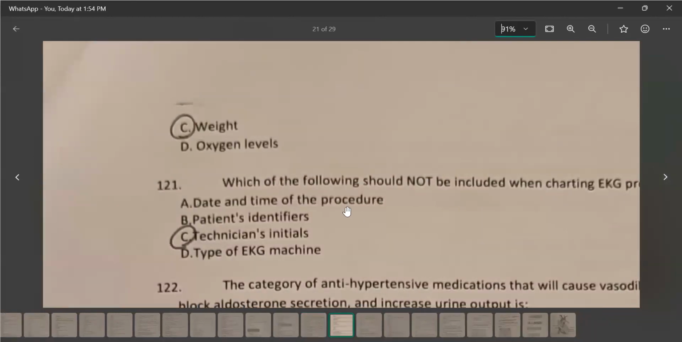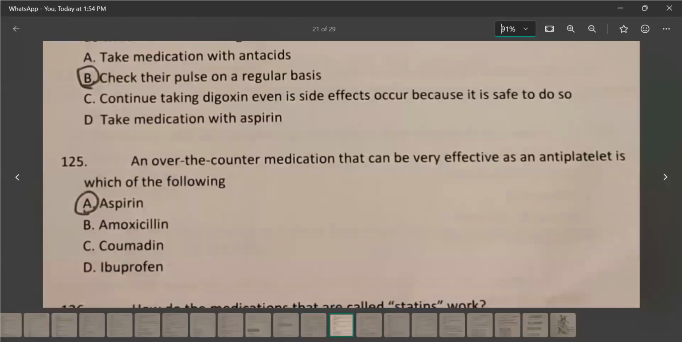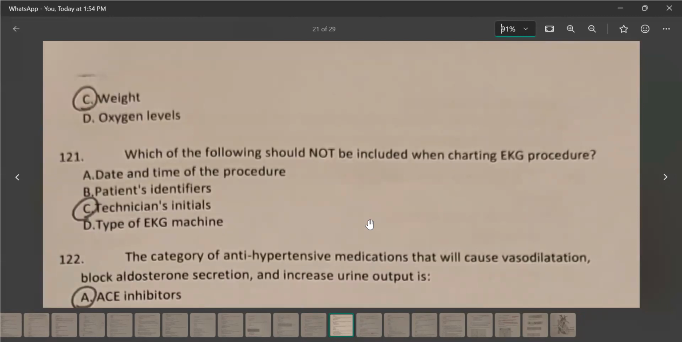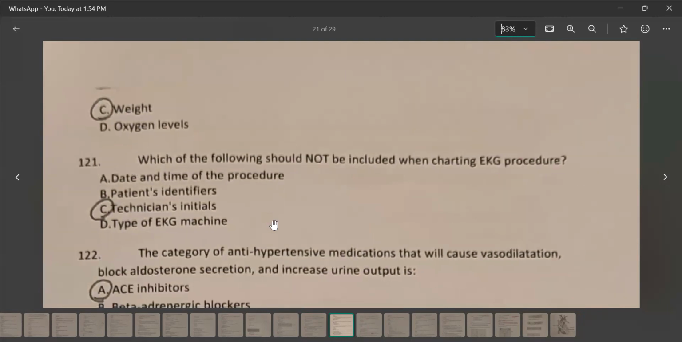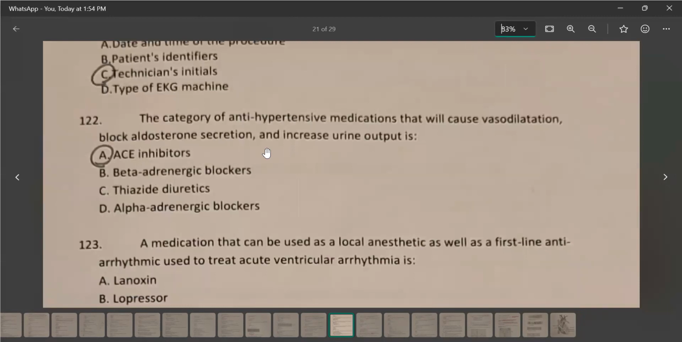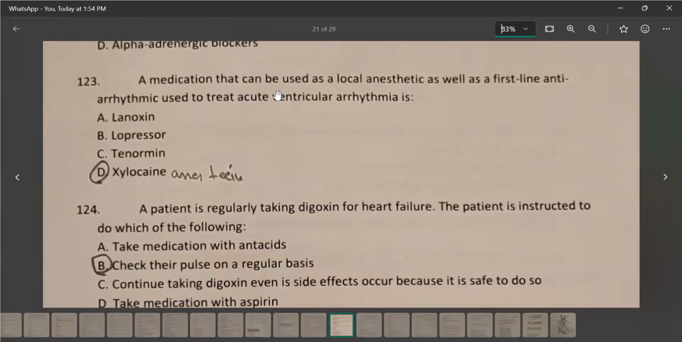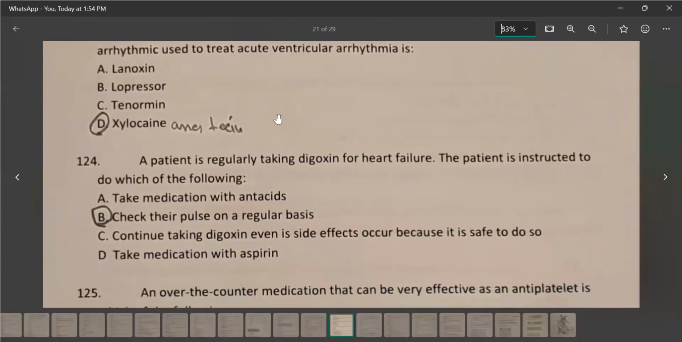Which of the following should not be included when charting EKG procedure? Technician's initials. 122, the category of antihypertensive medications that will cause vasodilatation, block aldosterone secretion, and increase urine output is ACE inhibitors. Number 123, a medication that can be used as a local anesthetic as well as a first-line antiarrhythmic used to treat acute ventricular arrhythmia is Xylocaine.